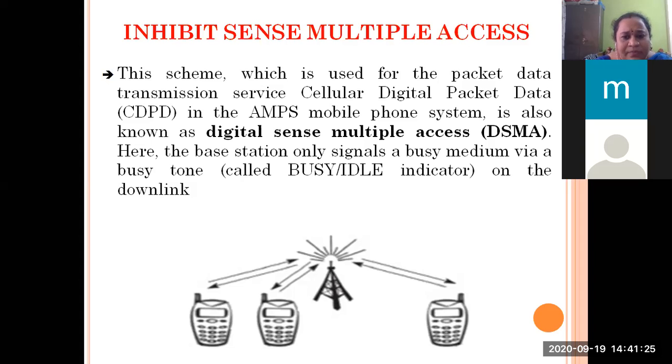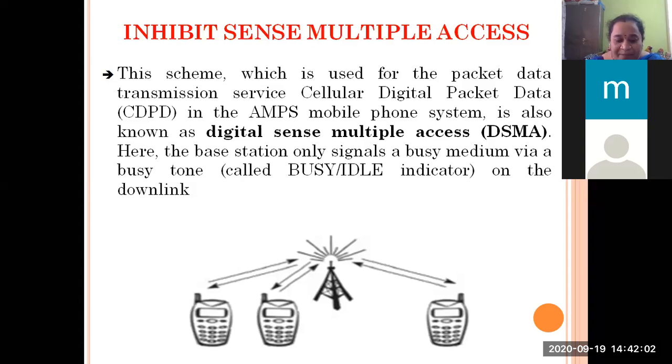What happens here is, within this inhibit sensing, you are going to give the multiple access. Inhibit sensing is nothing but the base station itself identifying the busy and idle status of the stations, or also the signals or the medium. The base station will be handling all these things. That is, no specific station or mobile station will be allocated as a master, or no specific sensing will be done by the mobile stations.